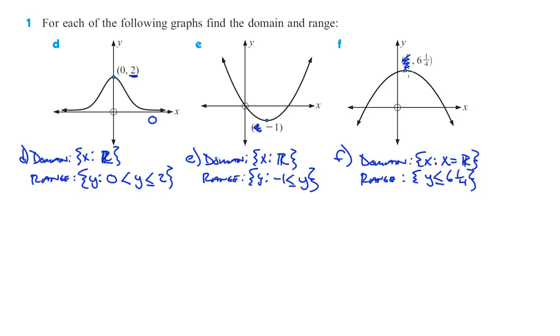You could also write 6 1/4 first and say y is getting smaller than, so you'd write 6 1/4 and then y, and y would have to be smaller than that. Okay? Let's look at some more.